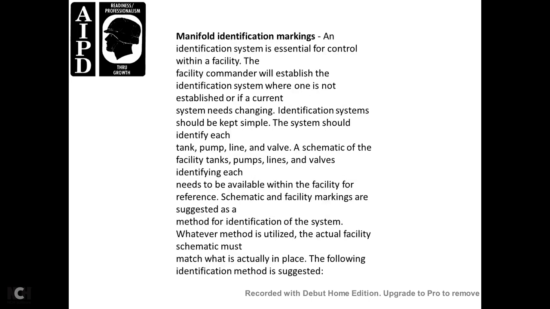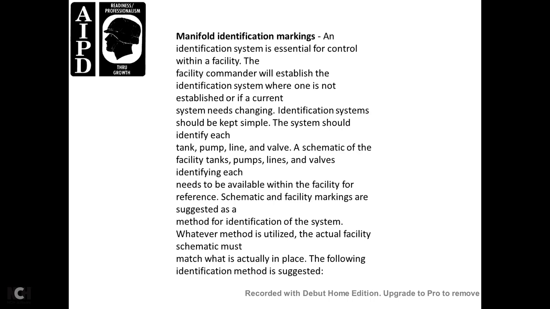Manifold identification marks. An identification system is essential for the control of the facility. The facility commander will establish the identification system where one does not exist, or if a current system needs to be changed. The identification system should be kept simple. The system should identify the tanks, pumps, lines, and valves, systematically marking each of the items available within the facility for reference. The following is a suggested method of identification.